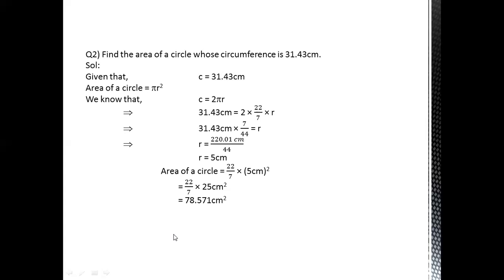So question number 3 is your homework. Now come to the next exercise. Next exercise is surface area. This is about the cylinder.